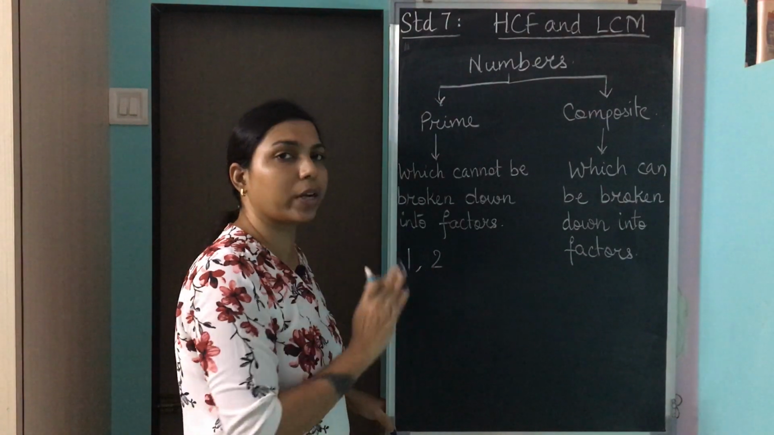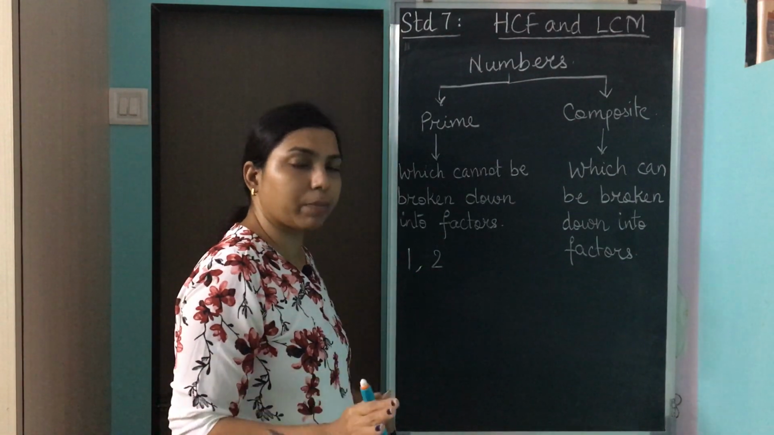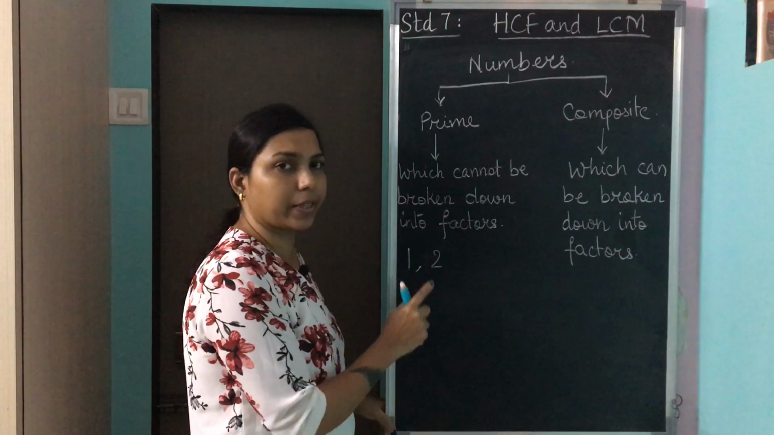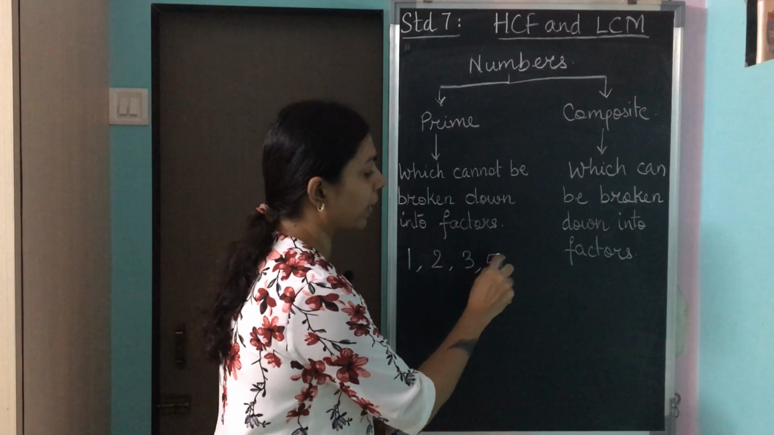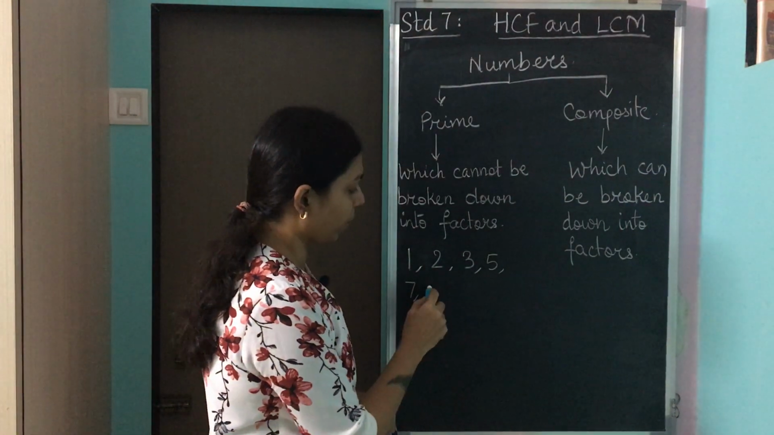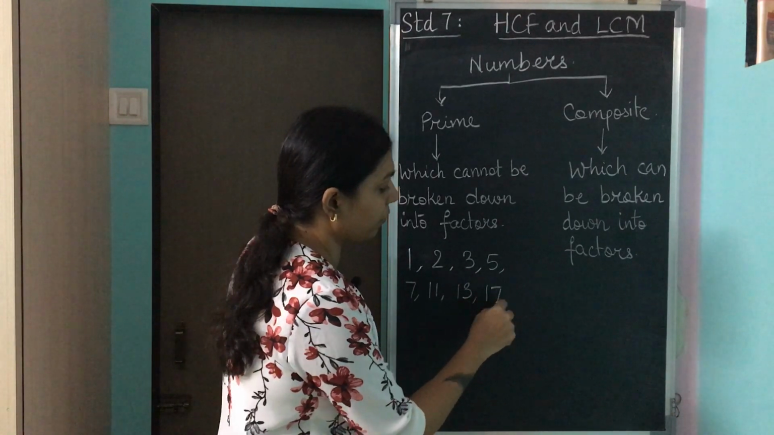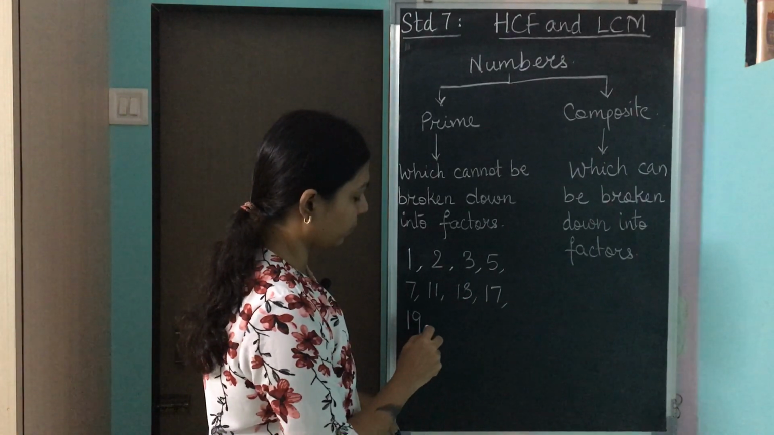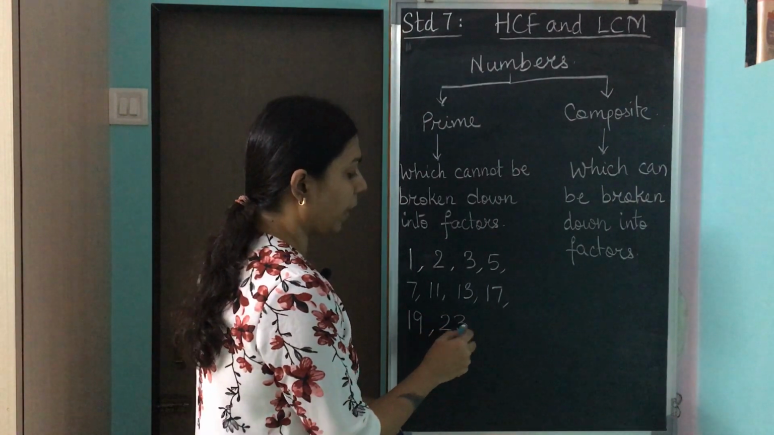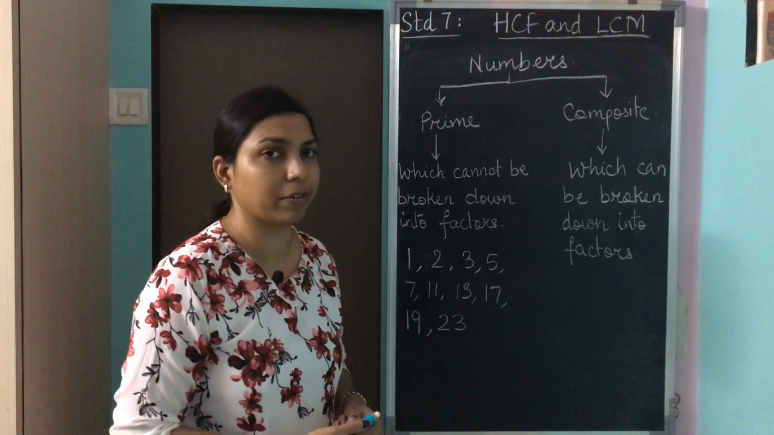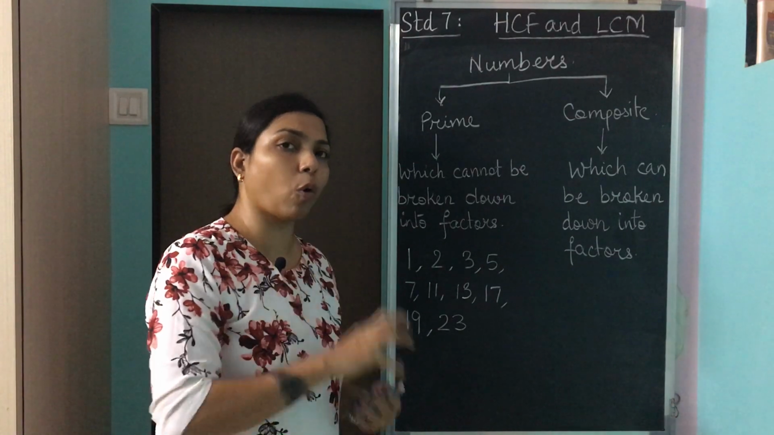It will appear only in the table of 2. This number will not appear in the table of 3. It will not appear in the table of 4. It will only appear in the table of 2. The next numbers are 3, 5, 7, 11, 13, 17, 19. Like this the list goes on and on. You have number 23, and we can go on continuing further and further. These numbers are present only in their own table.